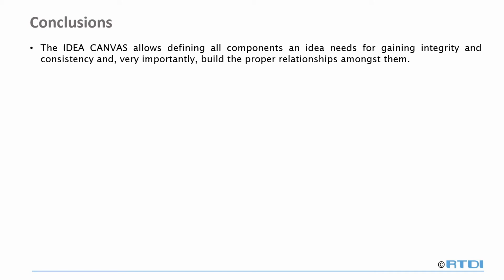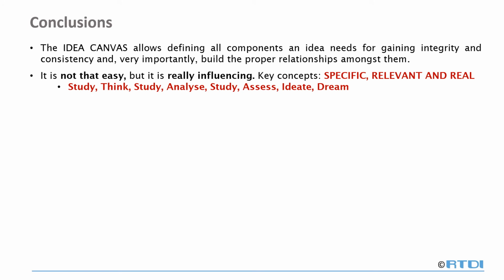So, some conclusions. The idea canvas allows defining all components an idea needs for gaining integrity and consistency, and very importantly, build the proper relationships amongst them. It is not that easy, or it is not that obvious, but it is really influencing. Key concepts: try to be specific, keep relevant and real. For that, you will need to run a process. It is not a point, it is a process. Study, think, study, analyze, study, assess, ideate, and dream.